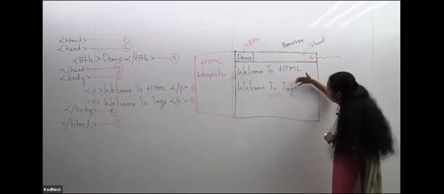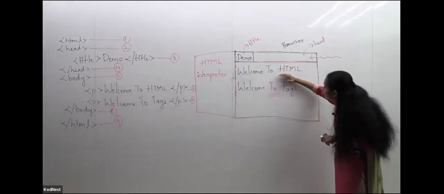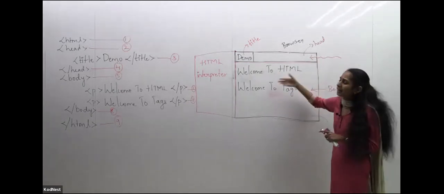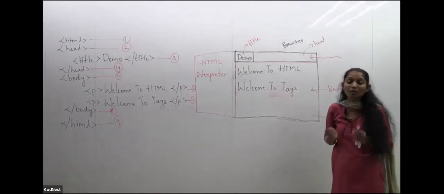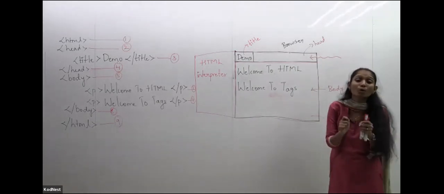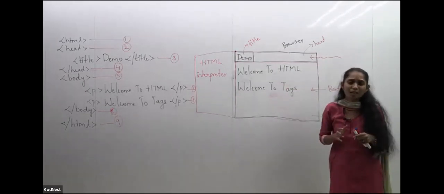And I have to come inside the body, so I have opened the body tag. And in the body, this is the content I want to display. If I give it directly, it will display, but what happens? It will display in one line. But I don't want that. I want this to be displayed in a proper way.